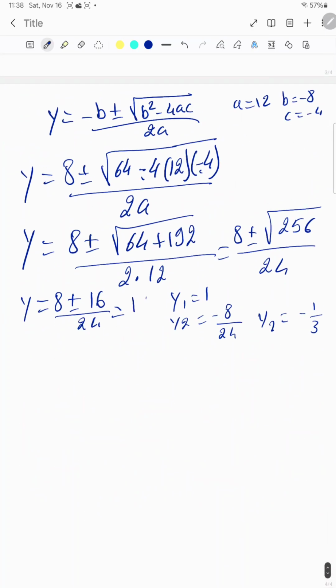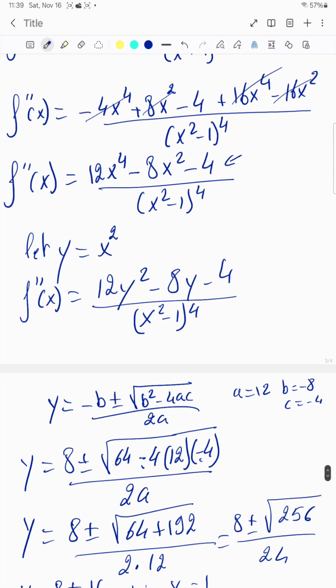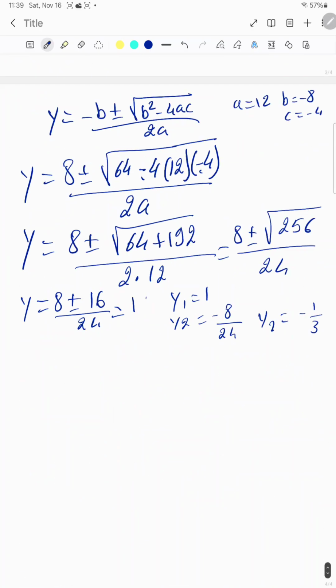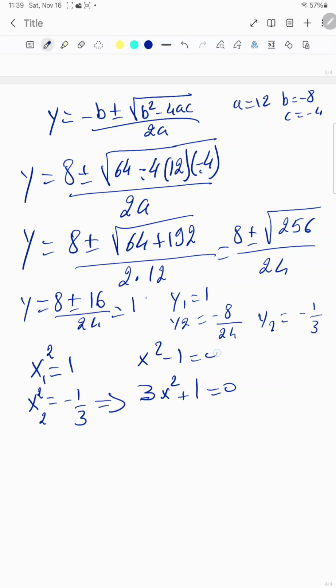So now I replace y by x squared, because this is what we said here. Y is equal to x squared. So y1 is equal to 1, so x squared is equal to 1, and x squared is equal to minus 1/3. So here I would have 3x squared plus 1 is equal to 0, and here I have x squared minus 1 is equal to 0.